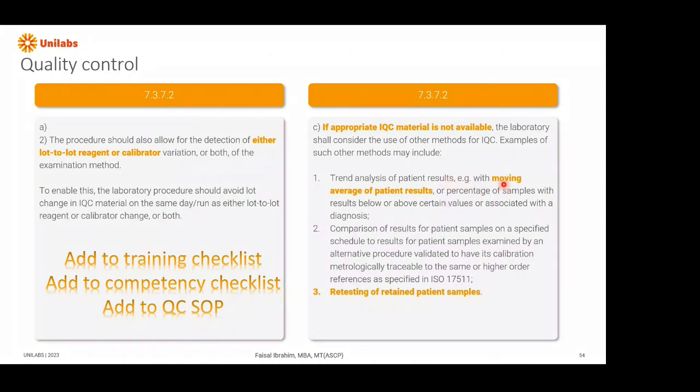And actually, this is interesting to me because most of the publications in the area of moving average talk about moving average as a complement to the QC. But I have never seen, before this new ISO publication, one that discusses using moving average in place of the QC.